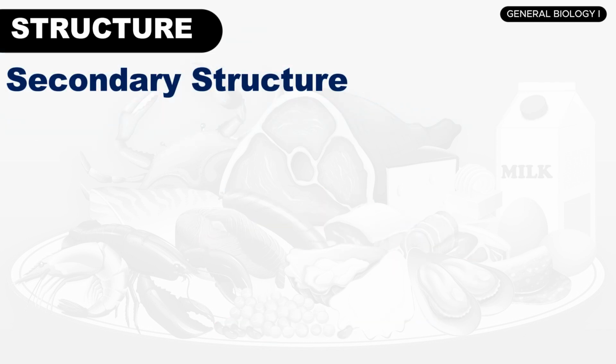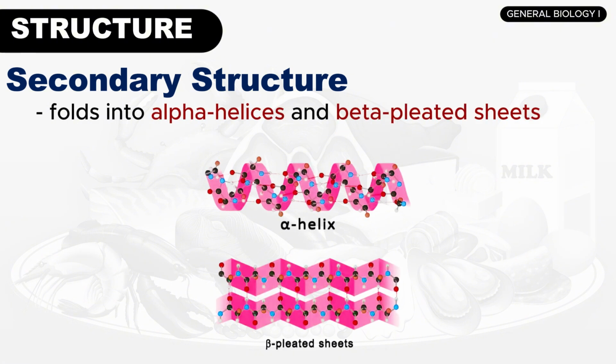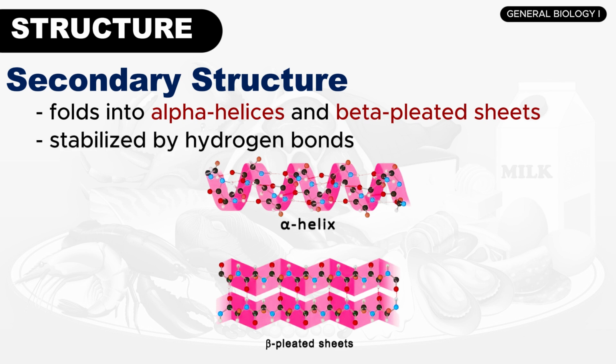Secondary structure. The primary chain folds into alpha helices and beta-pleated sheets, stabilized by hydrogen bonds. This folding gives the protein its initial shape.